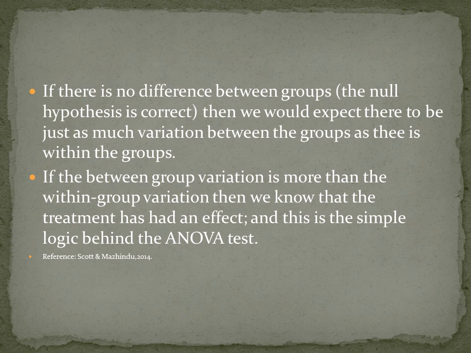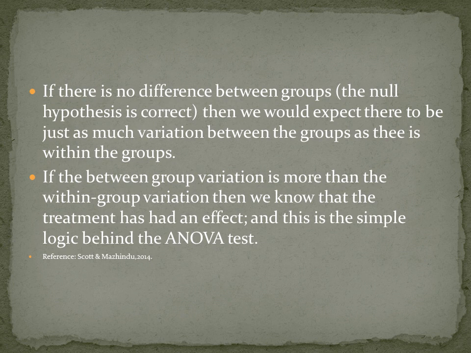If the between group variation is more than the within group variation, then we know that the treatment has had an effect. And this is the simple logic behind the ANOVA test. So all that's saying is that if between group variation is more than within group variation, then we know that we have had an effect somewhere. That's all that's saying. Once you put the statistics into the actual program, like I said, the program will do that for you. But that's all we're looking for.